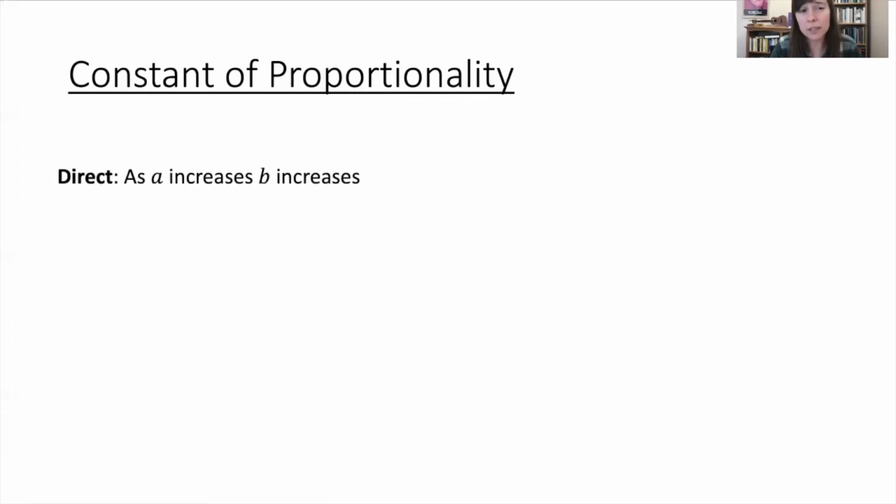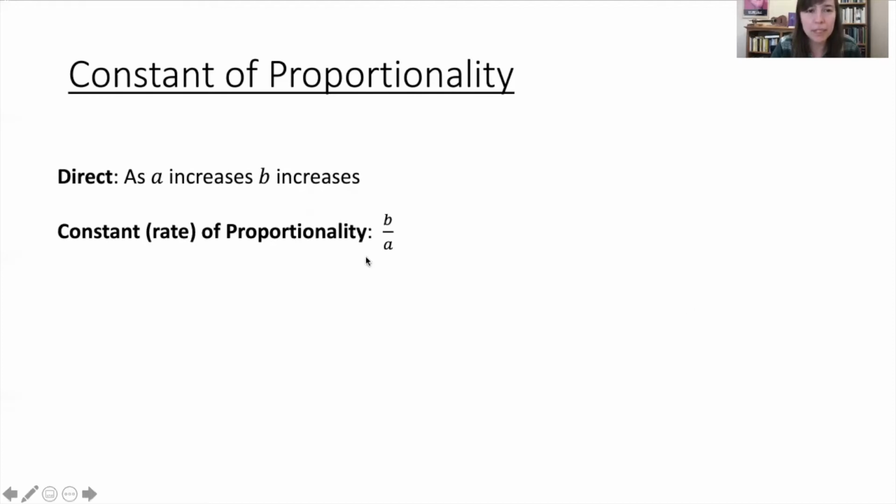So in direct proportionality, you have a situation, maybe you have two quantities A and B, and as A increases, B increases. In this case, you would calculate the constant of proportionality, or sometimes called the rate of proportionality, that is B over A. The kind of relationship here is something like A is causing the increase in B, so B depends on A, and in that case, our constant of proportionality will be B divided by A.